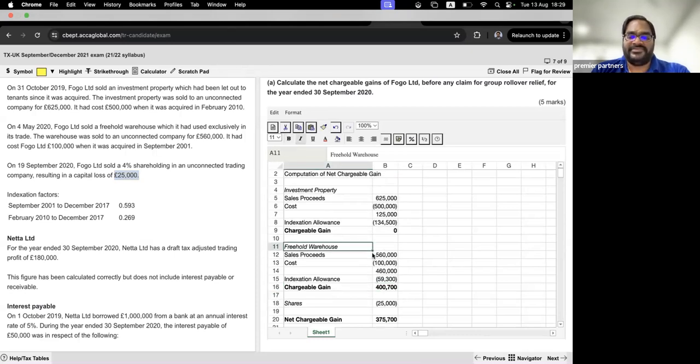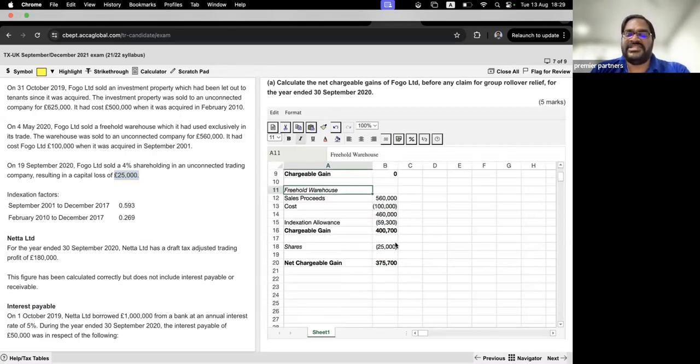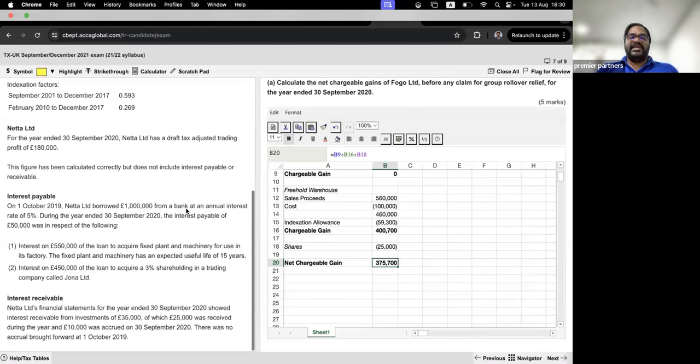Great. So the first one, no gain. The second one, 400,700 gain. The third one, 25,000 loss. As a result, prior to reliefs, the net chargeable gain is 375,700. Are we clear? Great. Then let's move on to the next question.